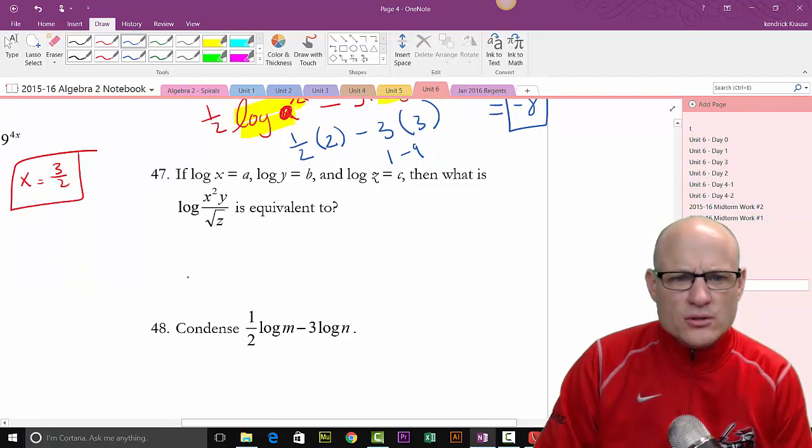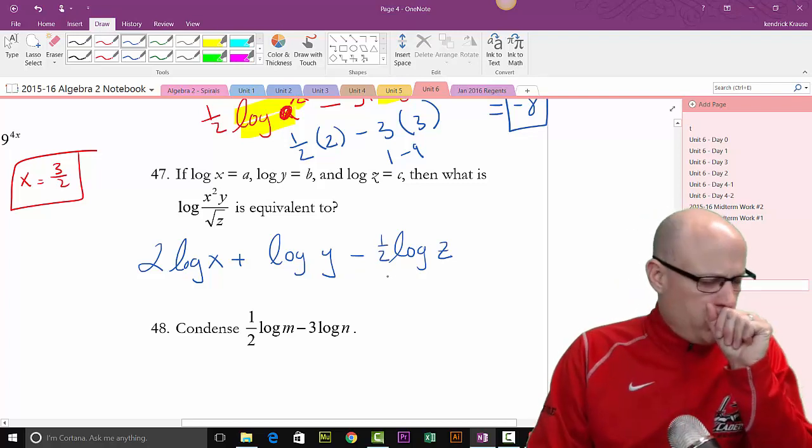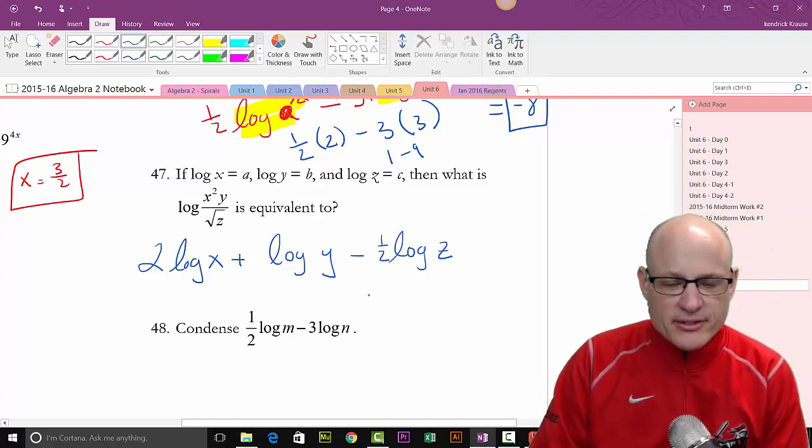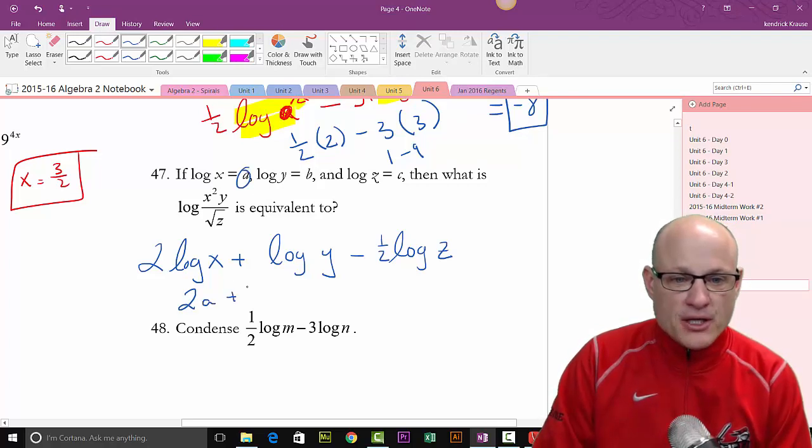So let's just rewrite this. All they're asking for, it's a tricky way to ask you just to rewrite it. So log of x squared, but the 2 goes out front, plus the log of y minus the log of z to the 1/2, but we'll put the 1/2 out front. Sorry, kids. Excuse me. I should cover the mic, huh? So this is 2a plus b minus 1/2 c.